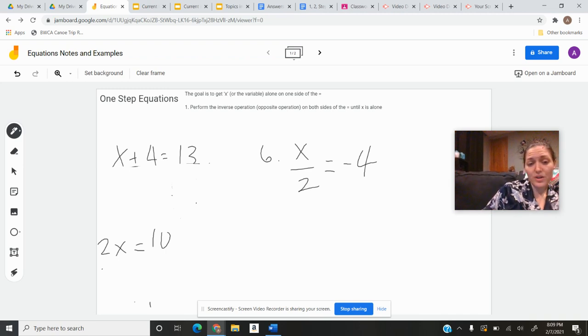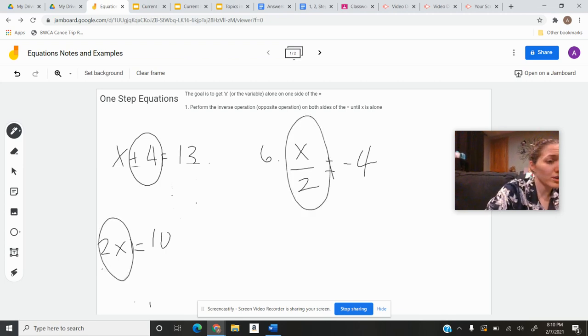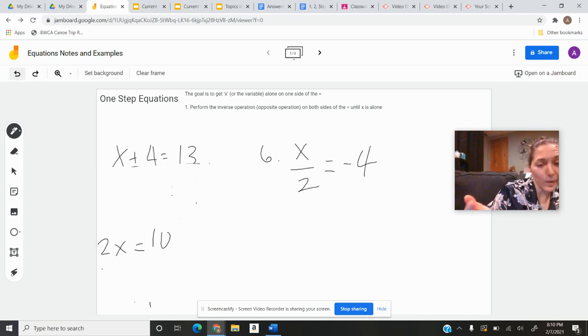In order to do this, you're going to perform the inverse operation, which is just fancy for doing the opposite operation. So if it's addition, you're going to do subtraction. If it's multiplication, you're going to do division. And if it's division, you're going to do multiplication. So inverse operation just means do the opposite. And then you're going to do that to both sides until the x is alone. Because this is a one-step equation, you're only going to do inverse operations one time.